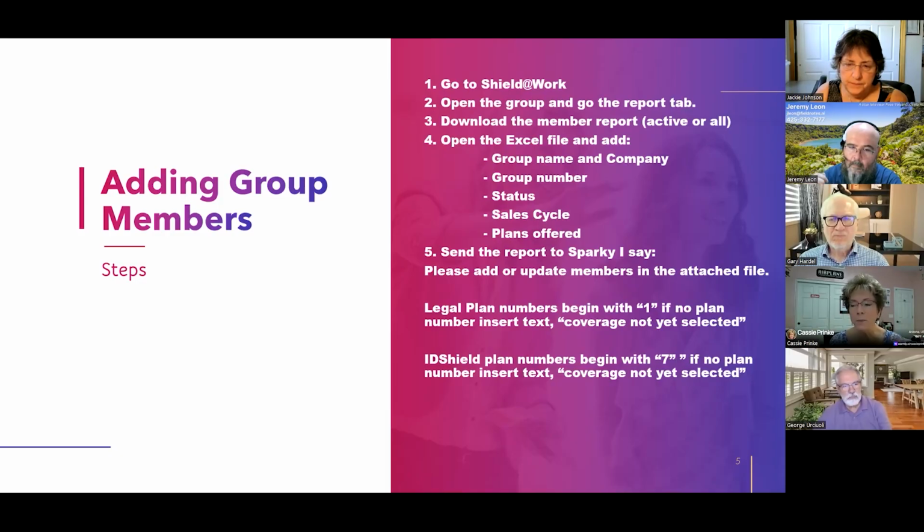And if there is no plan number on the member, I want Sparky to insert the text, coverage not yet selected. Do the same thing for ID Shield, although obviously ID Shield starts with 7, not 1. And if there is no number, insert the text again. The reason I had Sparky insert that text is because when I send out a member welcome, one of the things it says is your legal plan number is 101, blah blah blah, whatever it is, and your ID Shield plan number is 700, blah blah blah.